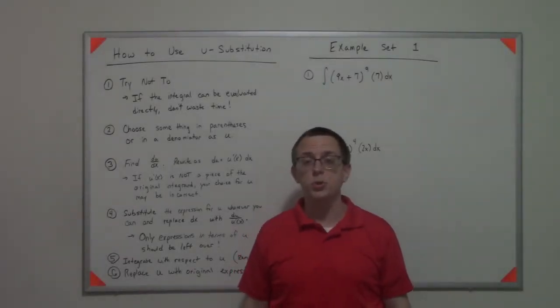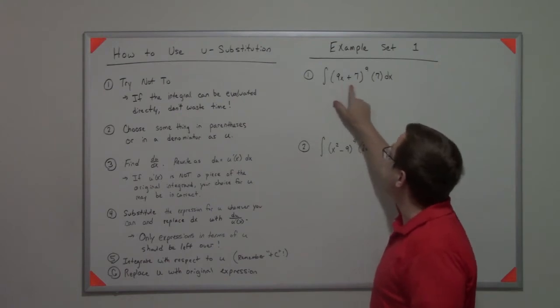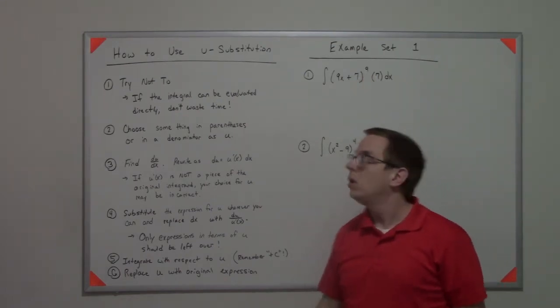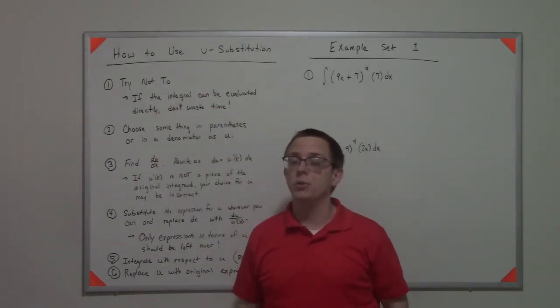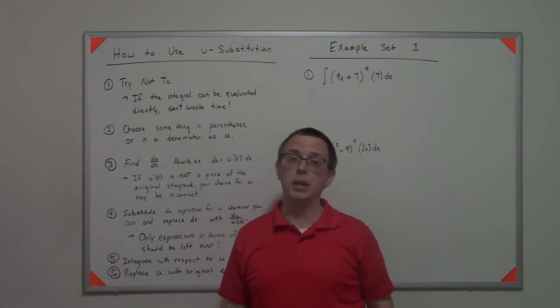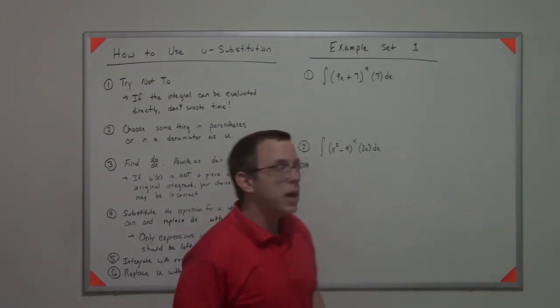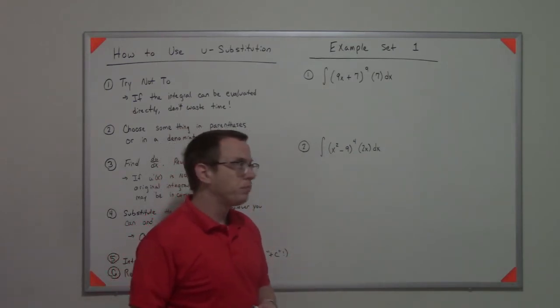Let's do some examples using u-substitution. The first one we have is the integral of (9x + 7)^9 times 7 dx. Now, the first step is to try not to. You could do this without using u-substitution, but I would not recommend it because it's just going to get really nasty really quickly. So instead, we're going to try to use u-substitution.